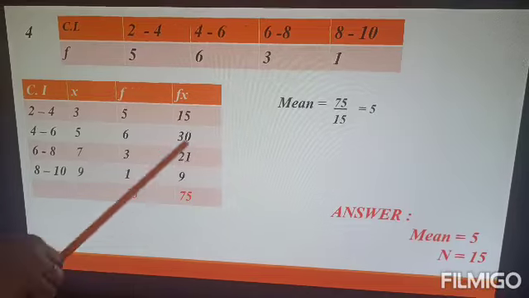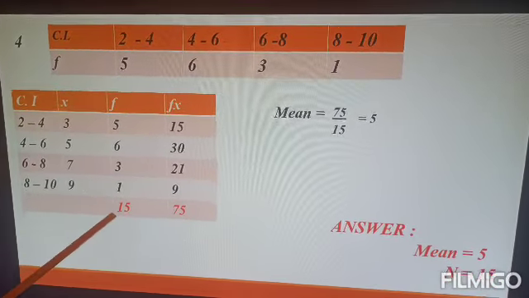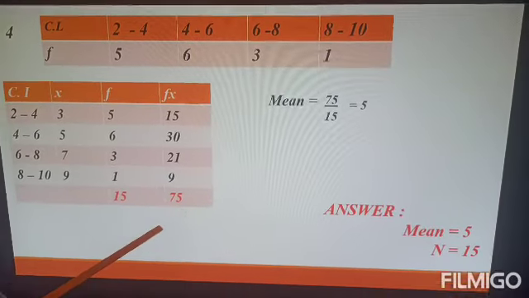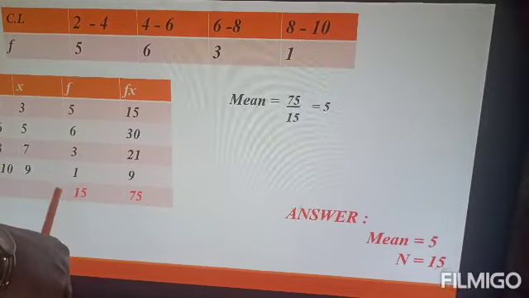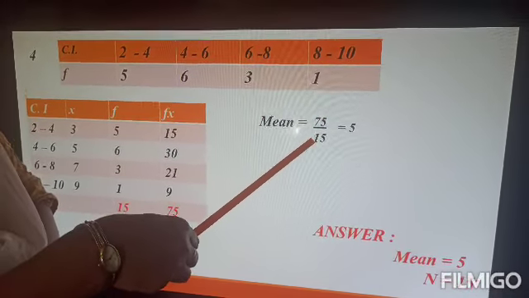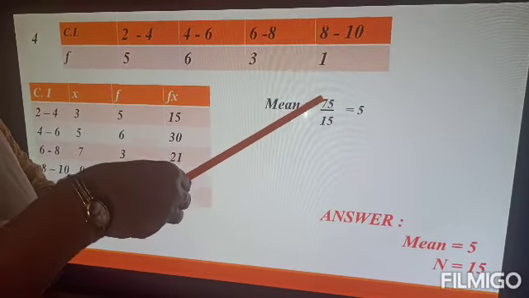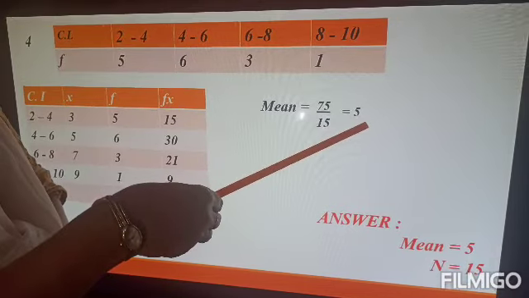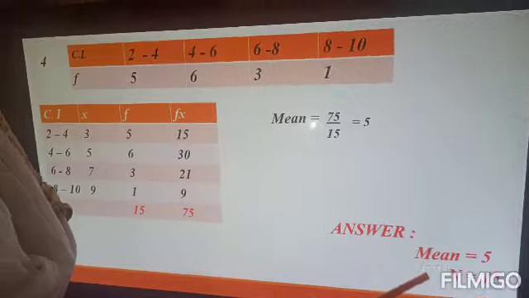Now we have to add the fx column, that will get 75. Add the frequency column, that will get 15. Okay. Mean is equal to summation fx divided by n, replace 75 by 15. By simplifying, 15 ones are 15, 15 5s are 75, will get 5. 5 is the mean for the given distribution table.